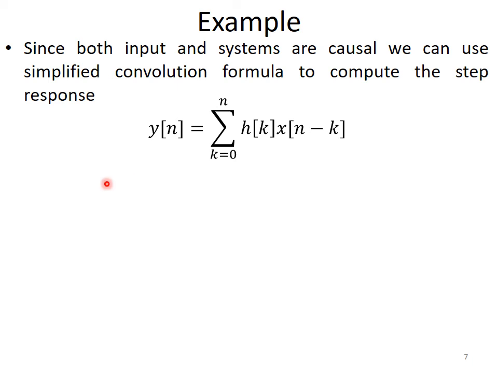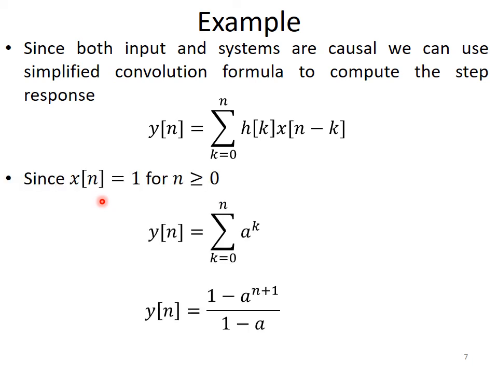Now substituting the values, we know x of n minus k is equal to 1. It is a unit step function, right? Its value is 1 when the value of index n or k is equal to 0 or greater than 0. So we can further simplify it in this form, right? Since x of n is equal to 1 for n greater than or equal to 0, y of n would be simply equal to the sum from k equal to 0 to n of a power k, and this can be written in this form, right?